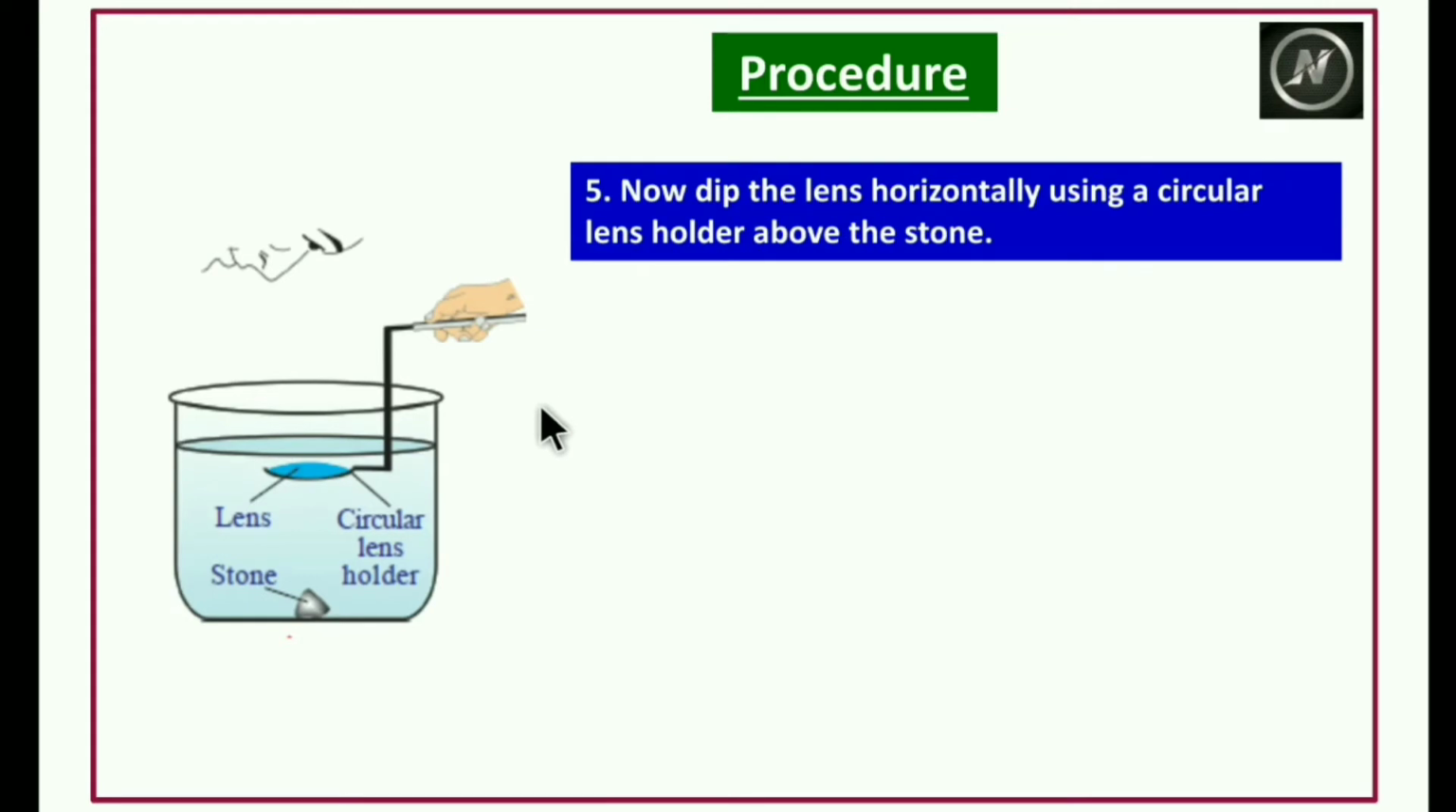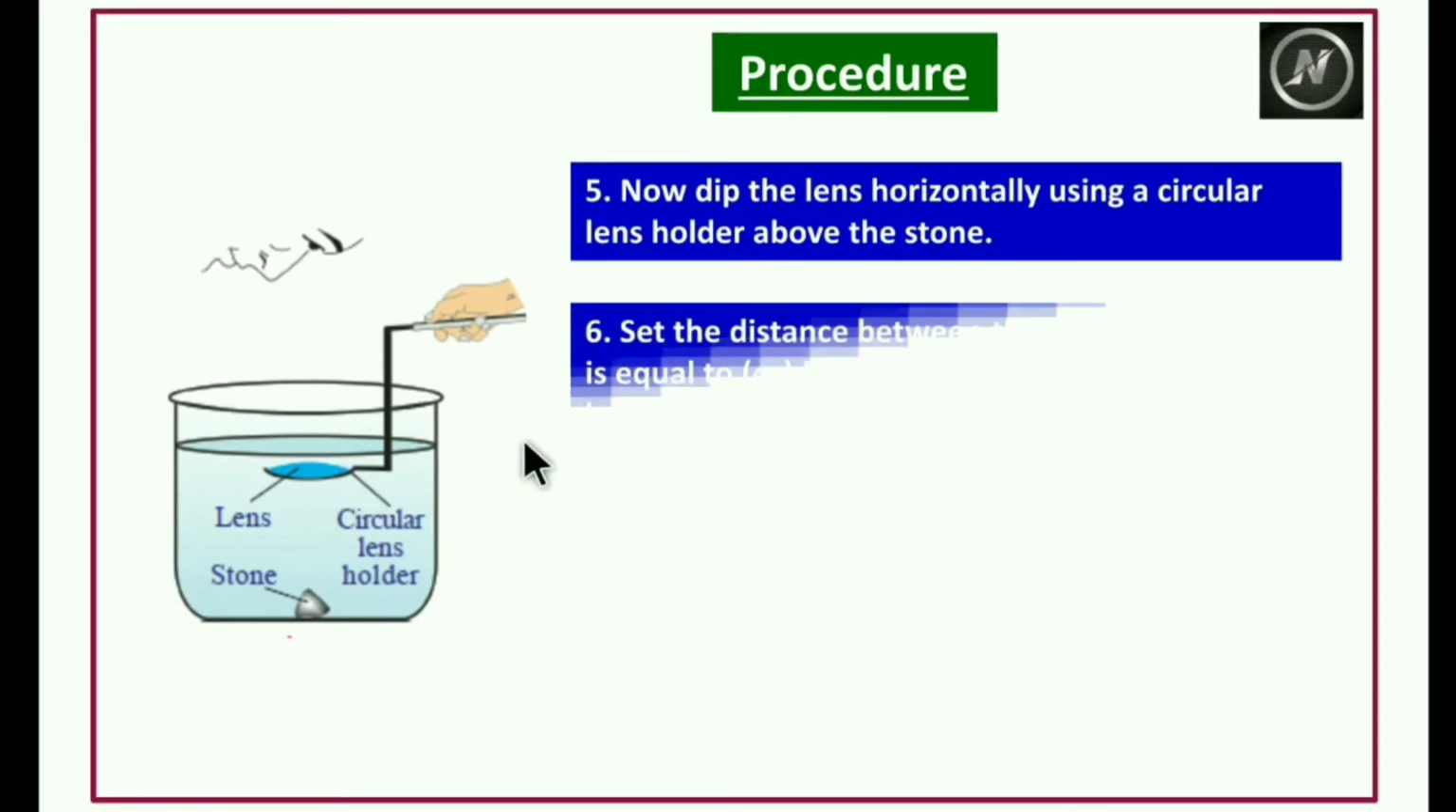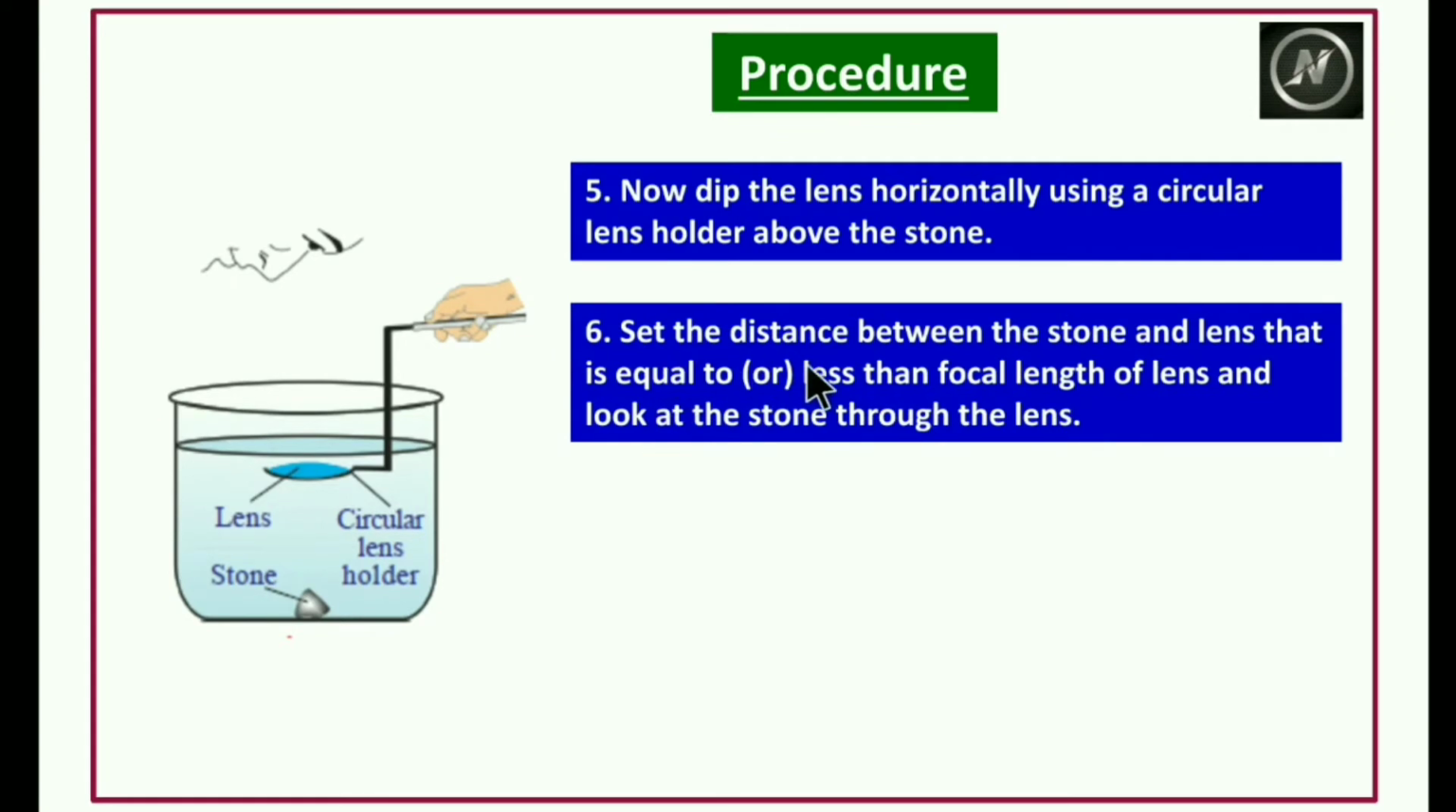Now, dip the lens horizontally using a circular lens holder above the stone. This is the circular lens holder. By using this circular lens holder, dip the lens horizontally above the stone. Now, set the distance between the stone and the lens so that it is equal to or less than the focal length of the lens.